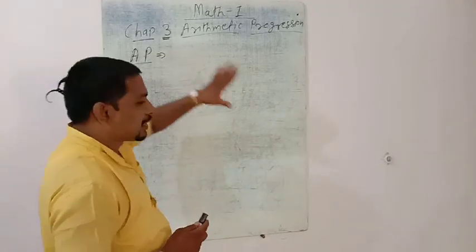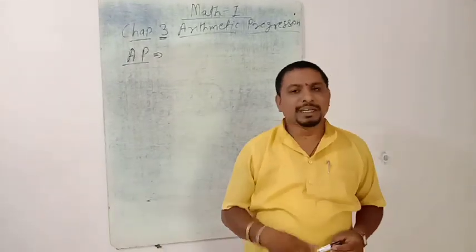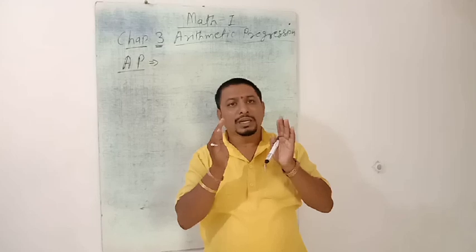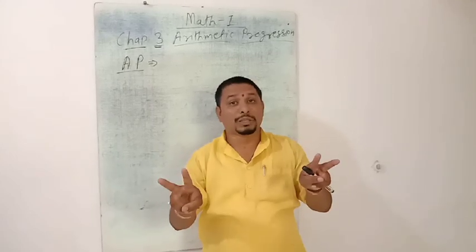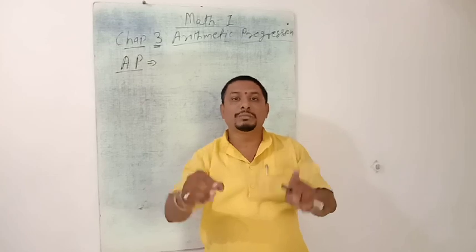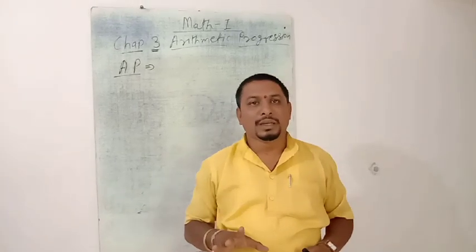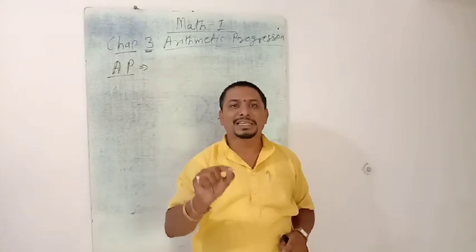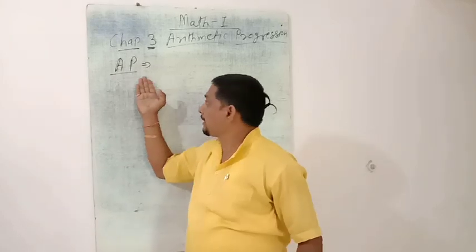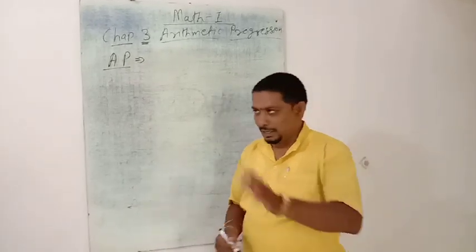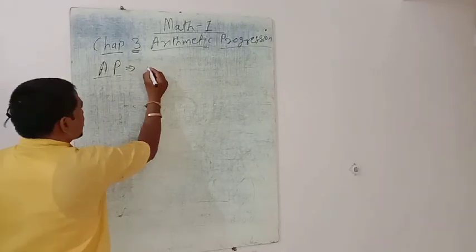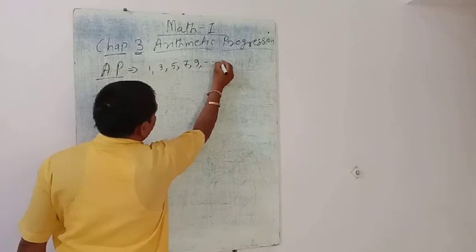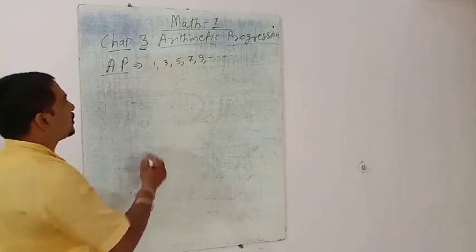So what is arithmetic progression? In a given sequence, if the difference between two consecutive terms is constant, that sequence is called an arithmetic progression. Let's take an example: 1, 3, 5, 7, 9, and so on. Suppose this is a sequence.